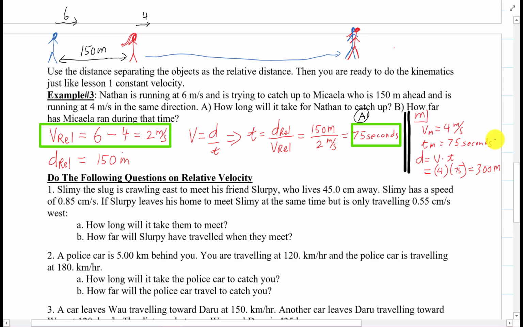Oops, let's do it in green. That's what I've been doing. Oh, I missed. Okay, and that's the answer to B. We could just move on at this point, but there's more to this question that I didn't ask.